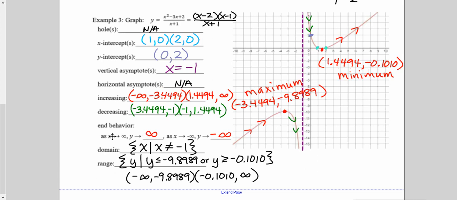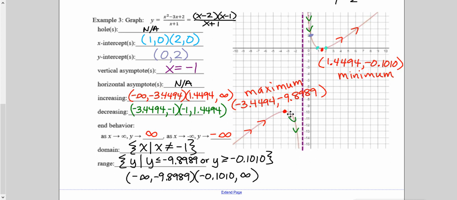Your end behavior: as x goes to infinity, that's the right side of the graph, y was going towards positive infinity. And as x goes to negative infinity, that's the left side of the graph, y was going down here towards negative infinity. Our domain, x is not equal to -1 because that's the only spot in the original problem that would give you division by 0. And then for the range in this one, it's a little more challenging.